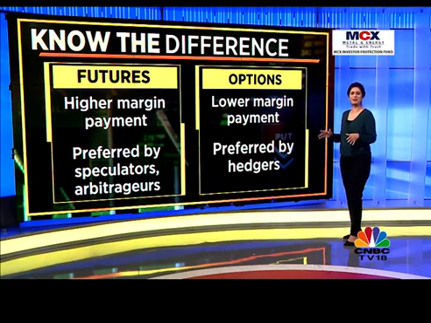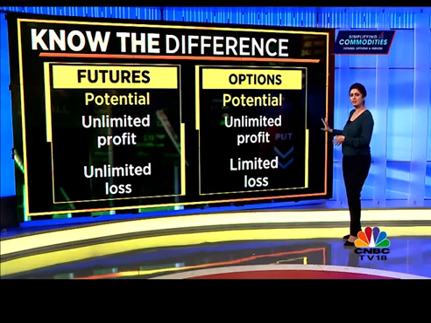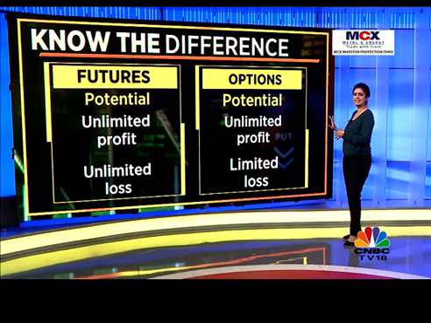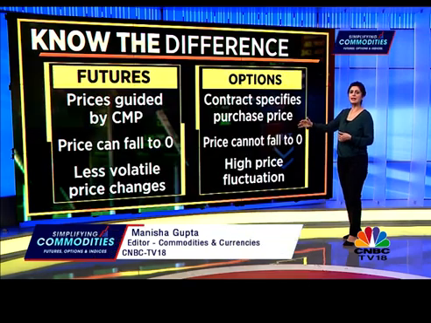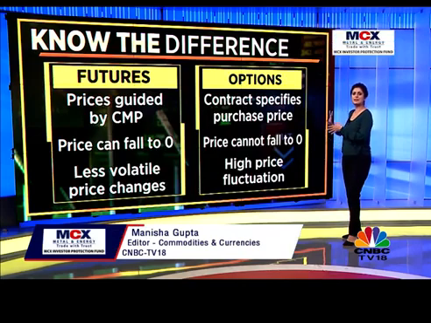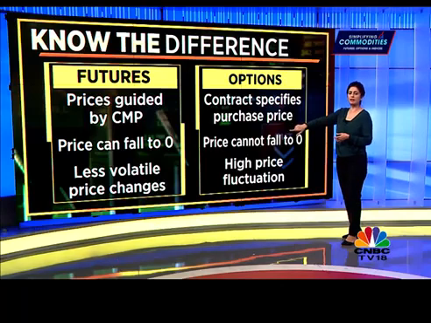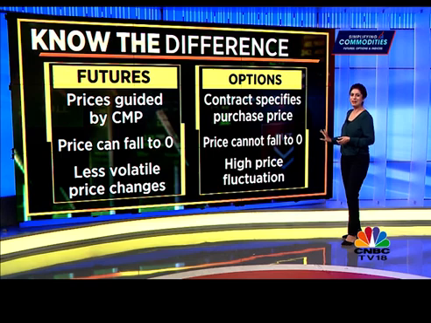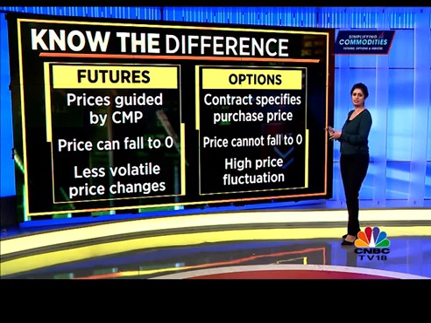There is unlimited profit and loss potential in futures, while in options it is unlimited profit while the loss potential is limited. In futures trade, the current market price is determined by the current market prices, but in options, the futures prices are specified in the contract itself. Here, the futures prices of commodities can fall to zero, but not in the case of options. Price movement in futures is less volatile, but the price fluctuation in options can be really sharp.